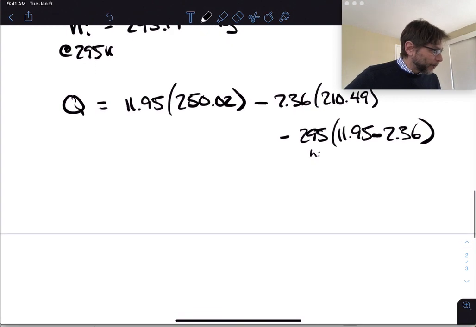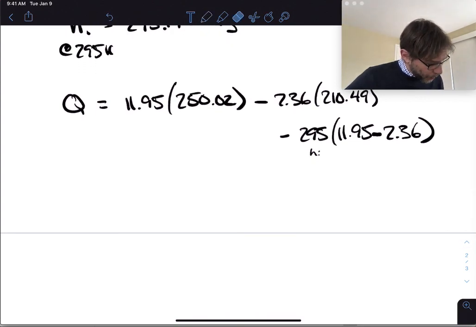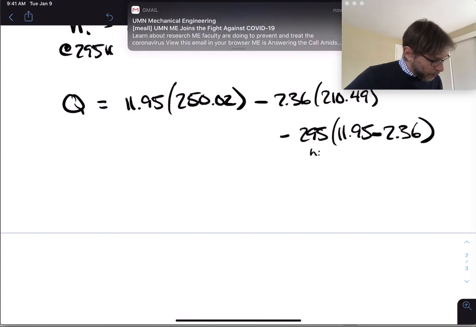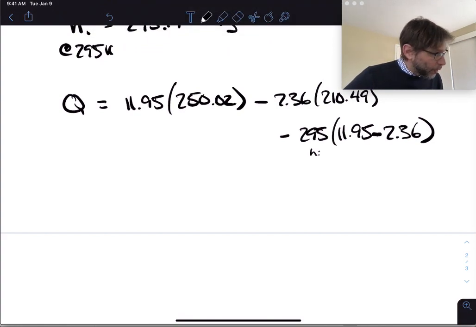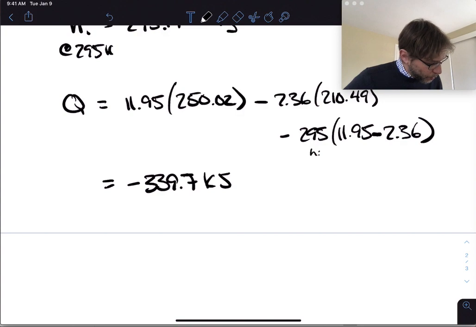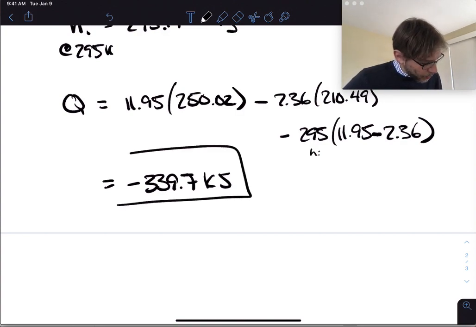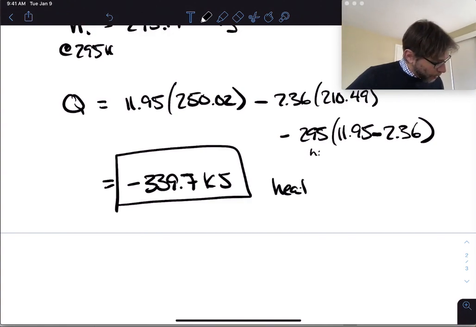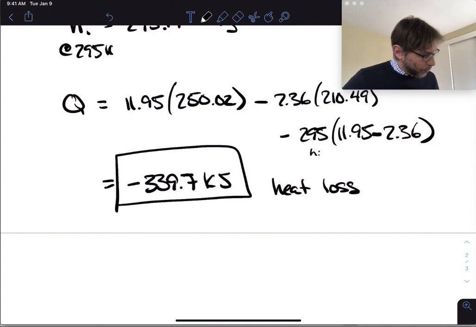And then we just solve this thing and we end up getting, oh my goodness, Q equals minus 339.7 kilojoules. Okay, and this is the Q. So this means that positive heat is heat in, so this is heat out. This is heat loss. Okay, kind of lose a lot of heat.